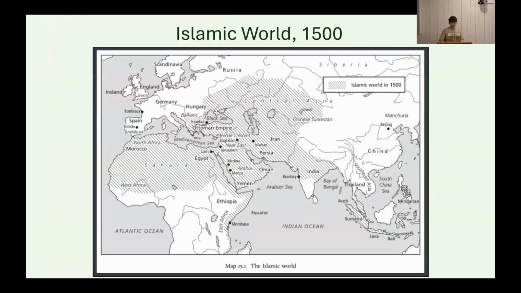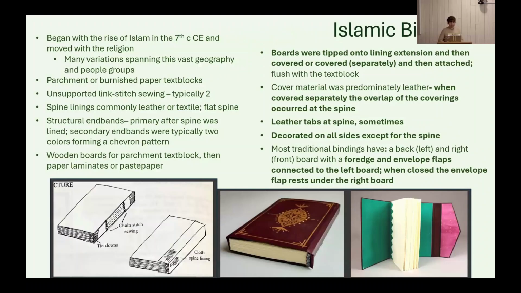So moving to the rise of Islam, this began in about the 7th century and it became a really dominant force. And as such, they were going to be carrying a lot of the book culture into new geographies over a vast amount of time. And so thinking about this again, the characteristics are sort of the common characteristics, but there's a bunch of regional variation, which is very interesting. So typically parchment and then burnished paper.